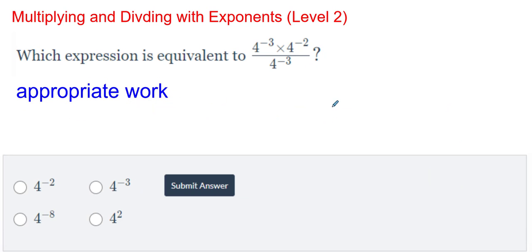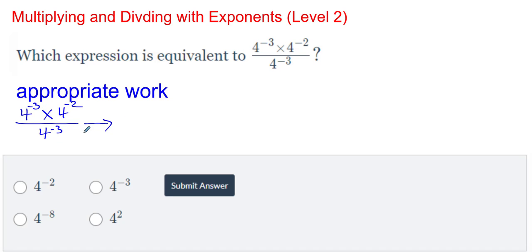Third example. So now we're dealing with a complex fraction. So step number 1 is, again, always rewrite the original problem. 4 to the negative 3 times 4 to the power of negative 2. That's all divided by 4 to the power of negative 3.